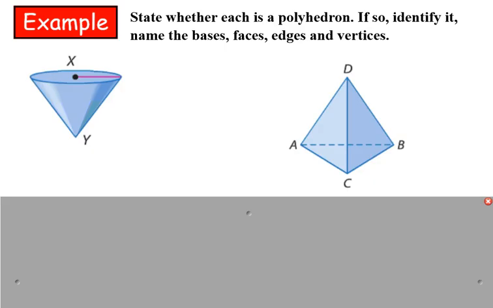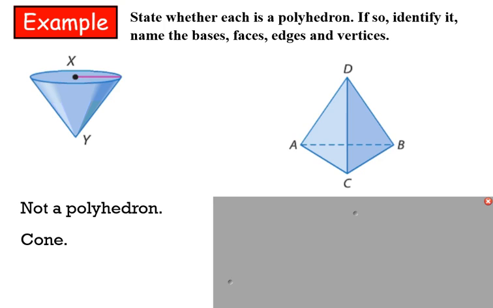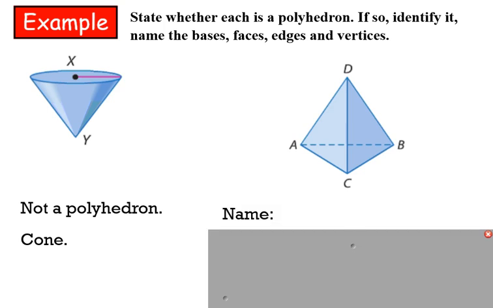Example, we're going to try it for ourselves. State whether each is a polyhedron. If so, identify and name the bases, faces, edges, and vertices. The first one is not a polyhedron. It is a curved surface. We call it a cone. Second one, this is definitely a polyhedron. It is a triangular, because the base is a triangle, and it's a pyramid, so we'd say, not triangle, say triangular pyramid.